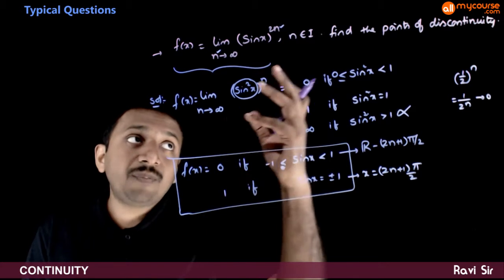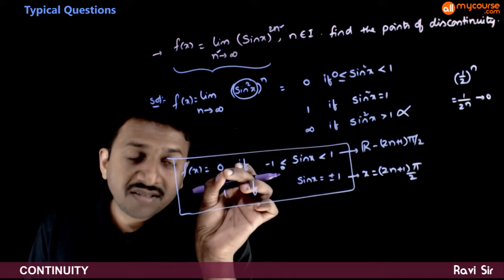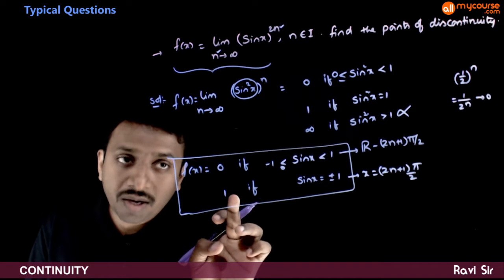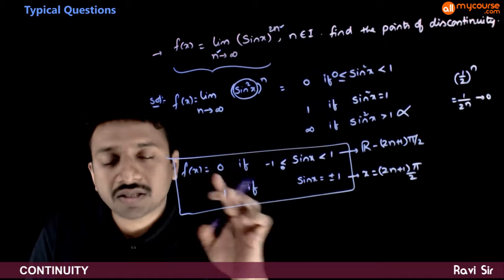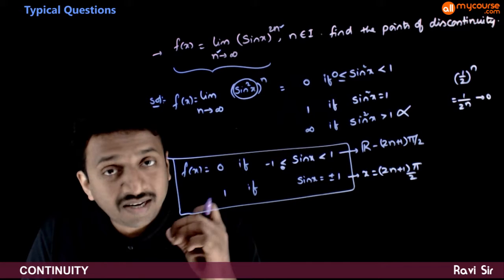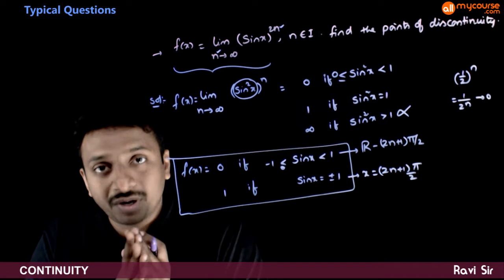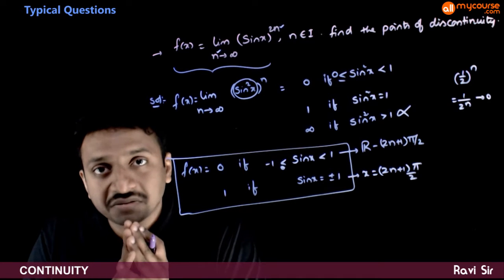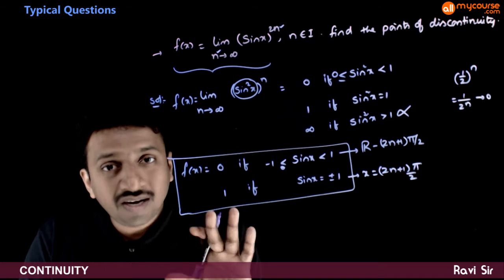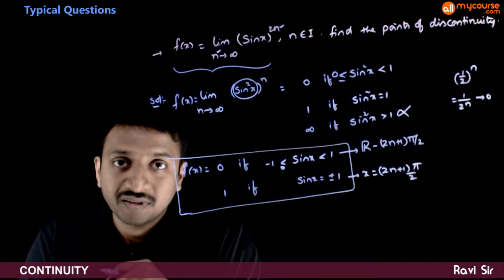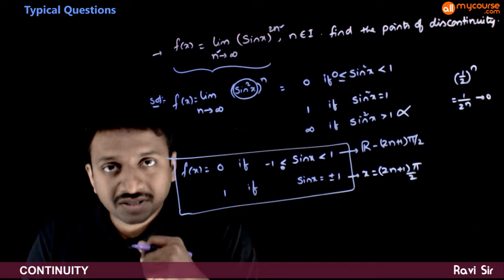Now you are asked to find the points of discontinuity of this function. As you know, f of x equal to 0 and f of x equal to 1 are continuous wherever they are defined because these are constant functions. But if there are some points of discontinuity, they may happen at the boundary points because it is a piecewise defined function. So at all points other than (2n plus 1) times pi by 2, the function is continuous. If at all there are some problems of continuity, they occur at the boundary points.